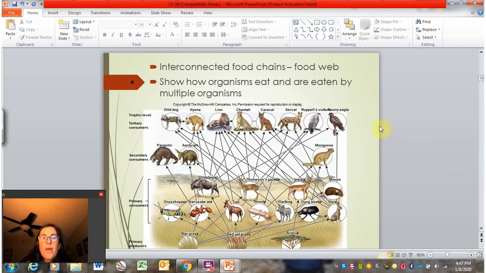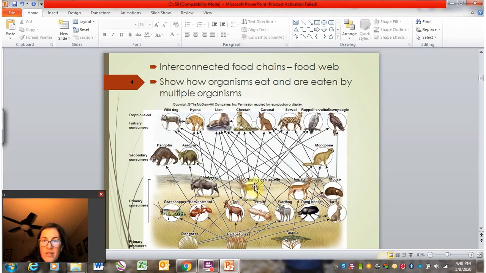So a food web is a diagram that represents interconnected food chains, and it shows how all of the different organisms within an ecosystem are eating or being eaten by multiple organisms. You can see, for example, that the base of this food web actually includes multiple primary producers, and that, for example, the red oat grass is being eaten by several different things.